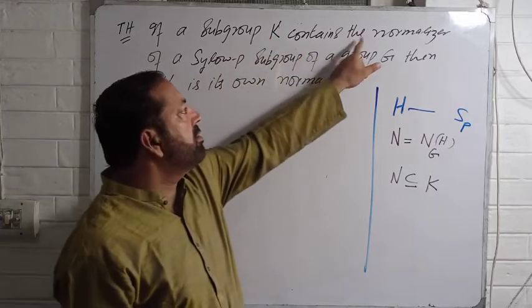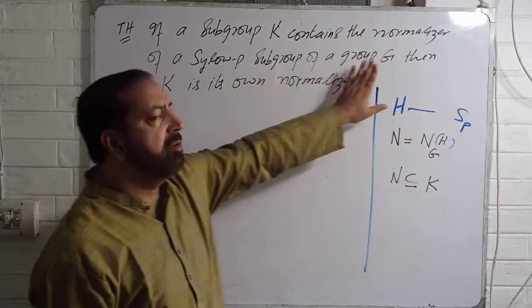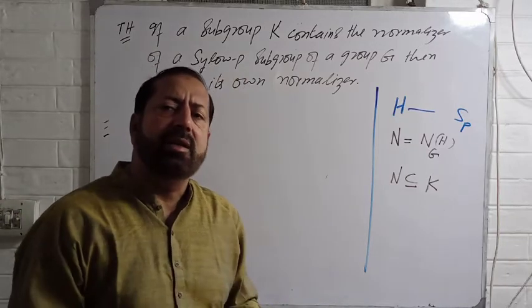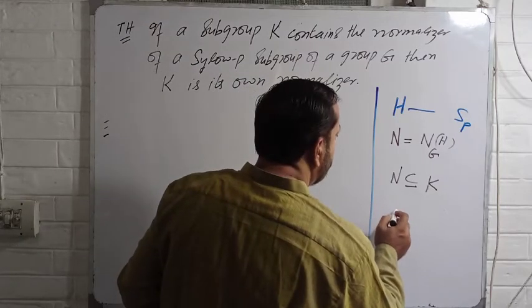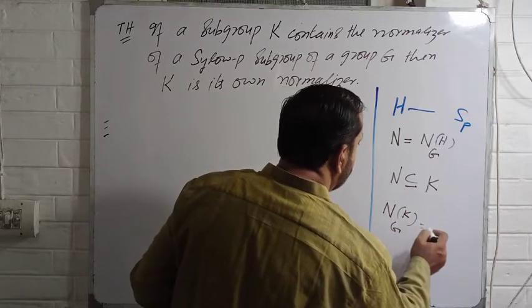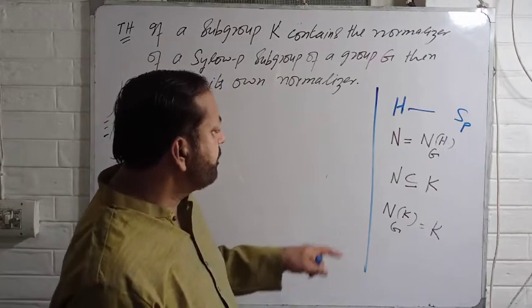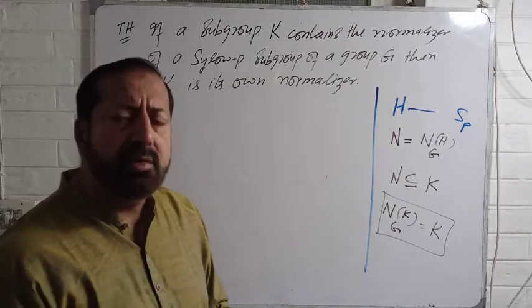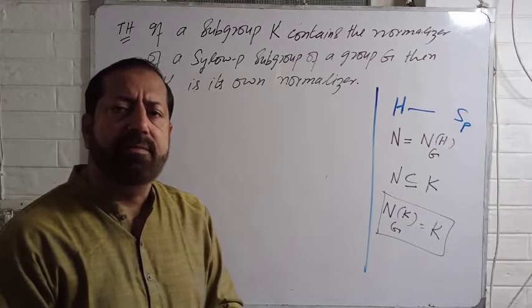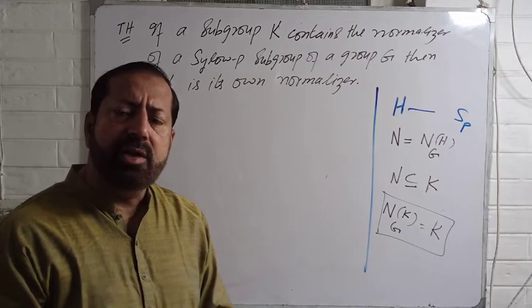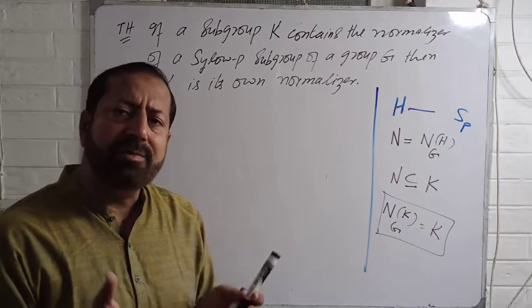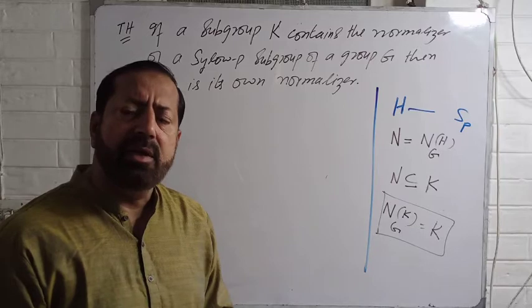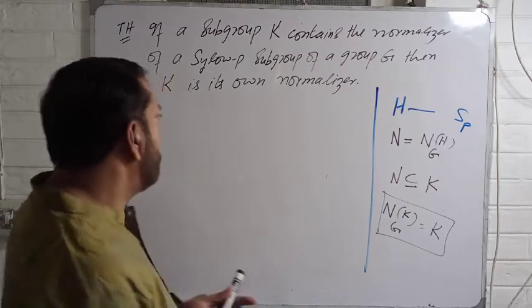If a subgroup K contains the normalizer of a Sylow-p subgroup of a group G, then K is its own normalizer. So you have to show that the normalizer of K in G is equal to K. This is the desired result. And what is K? Well, K is a subgroup which contains the normalizer of a Sylow-p subgroup. This means that if the normalizer of a Sylow-p subgroup is contained in a subgroup K, then the normalizer of K is K itself. Okay, so we can see this with the help of examples, right?